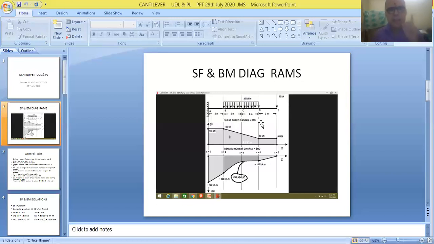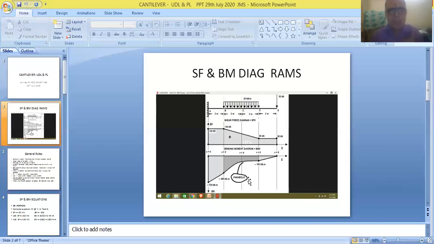So therefore, the DE portion has to be considered first for writing SF and BM equations. Secondly, we take the BD portion. And finally, we can take the AB portion for writing shear force and bending moment equations. So finally, let us note down the rules and let us make the calculations so far as this problem is concerned.